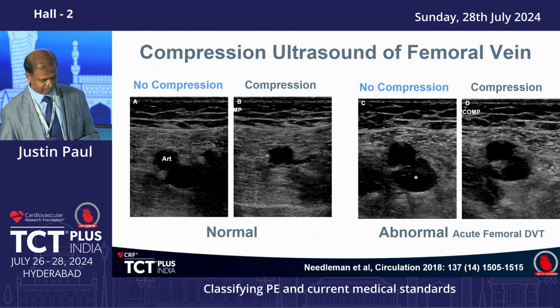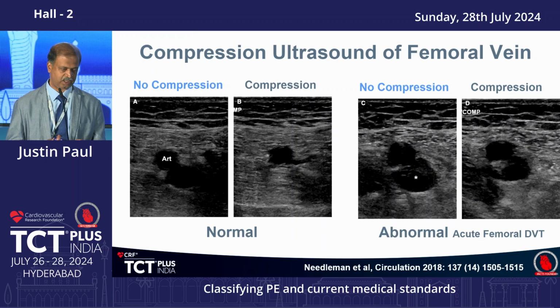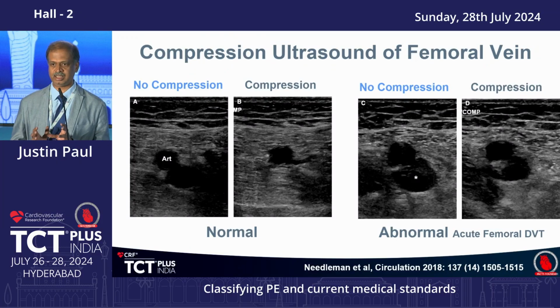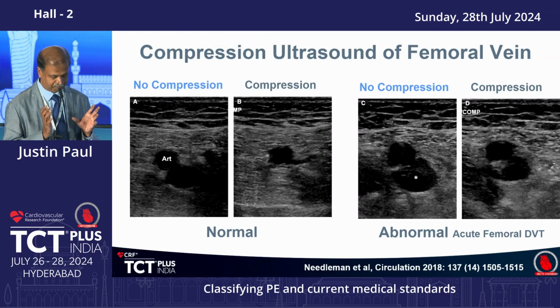As you can see on the left, when you do a compression, the artery alone is seen, the vein is getting compressed here. Whereas if there is a thrombus, you find that acute femoral DVT, you are not able to do this compression, the femoral vein is still visible. This is practically done, and I think I request all the cardiology and fellows to practice this.